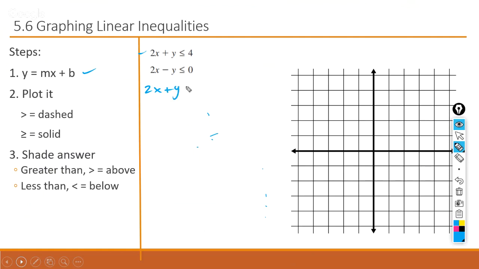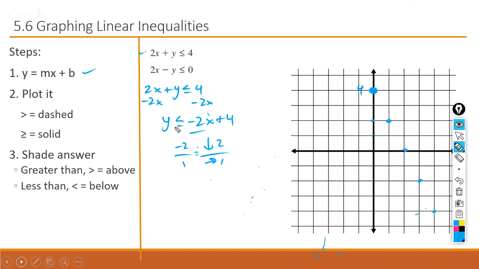2x plus y less than or equal to 4. And I got to subtract the 2x first. So y is less than or equal to -2x plus 4. And I can plot this. So my y-intercept is 4, so I go up 4. 1, 2, 3, 4. And then -2, so down 2, right 1. Because it's -2 over 1, basically. So down 2, right 1, down 2, right 1.